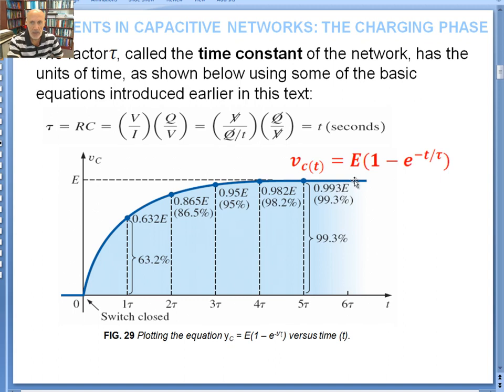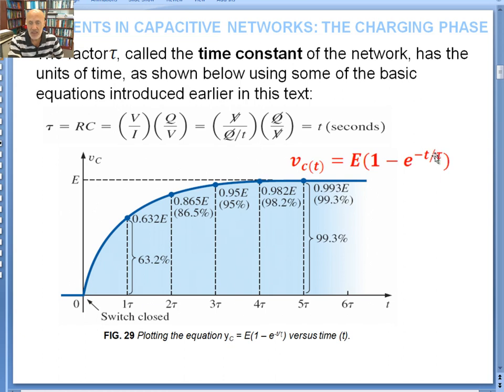So here's the voltage for the capacitor. There's a way you can actually derive this equation. You can do it with simple differential equations, but we're not going to get into that because you have not done differential equations yet. Initially, if I let t equal 0, e to the minus 0 becomes 1, and 1 minus 1 is 0. So the voltage is going to start at 0.